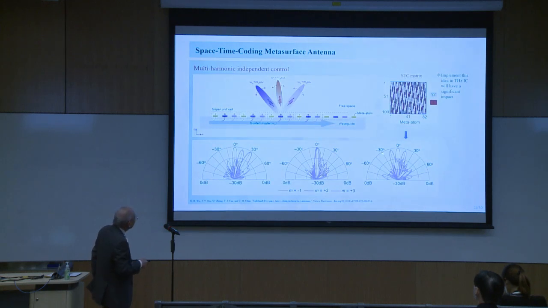Okay, we can also have several beams simultaneously because the coding itself is linear, so we can superimpose the different coding matrices to bias the switches so that we can simultaneously have the beams in different directions or the same direction. And they can be of the same frequency and different frequency. So this is a recent paper we published in Nature Electronics.